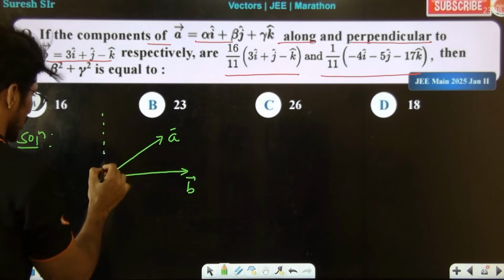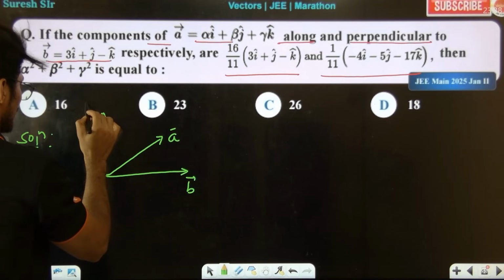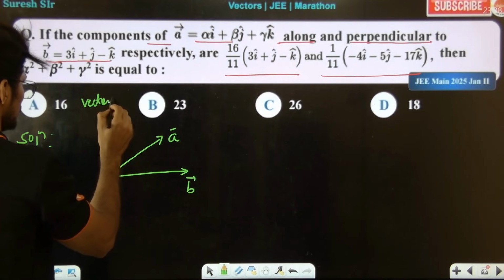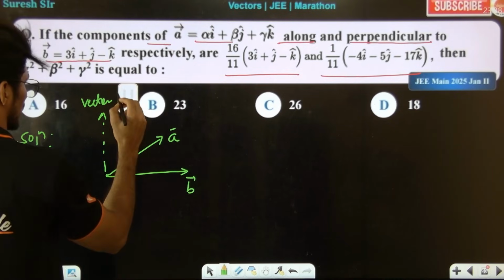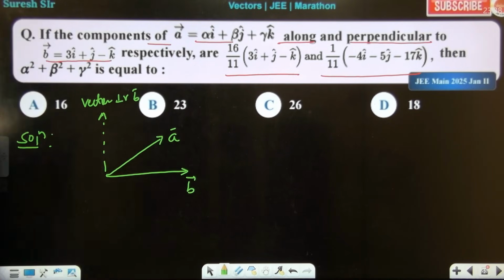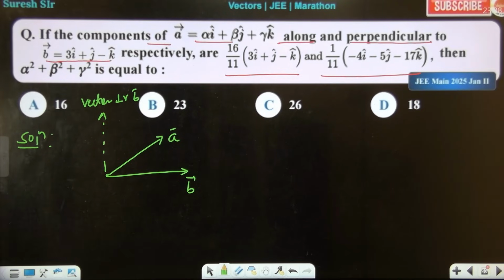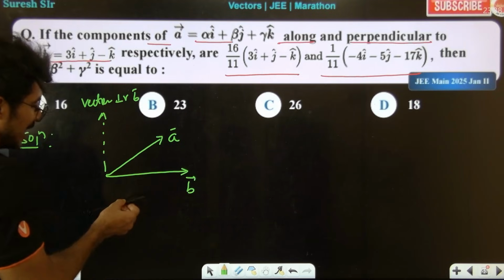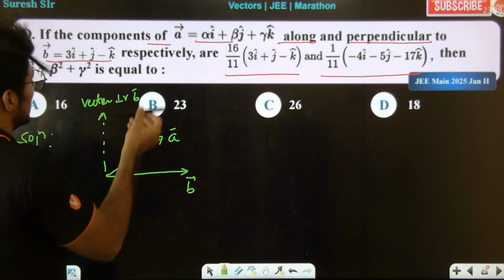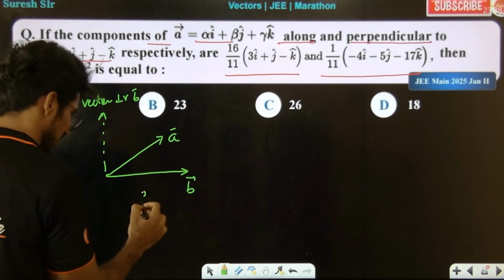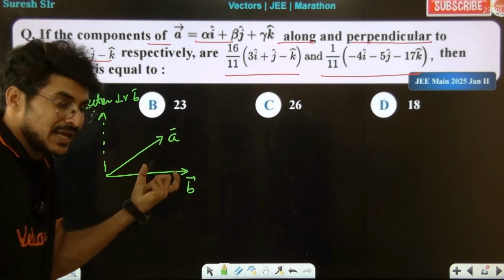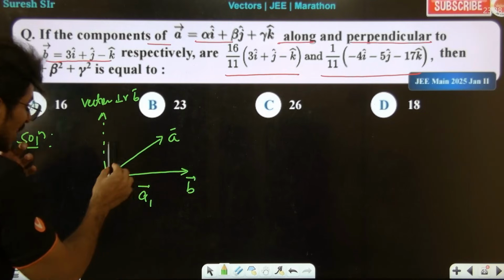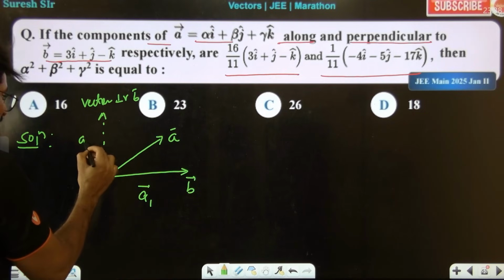This is a vector perpendicular to B vector. Yes or no? Now, how do I write this A vector? Tell me. This is the component of A along B vector, let us say A1 vector. And the component of A perpendicular to B, let us consider as A2 vector.